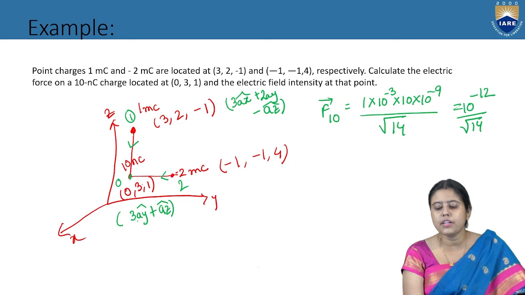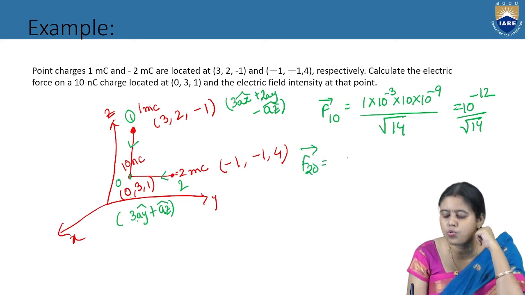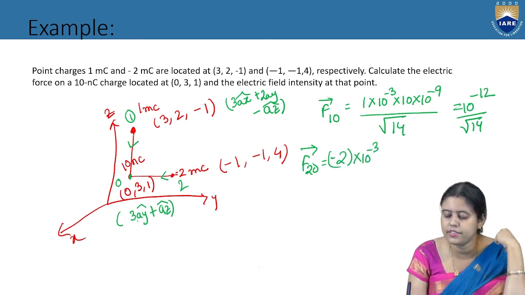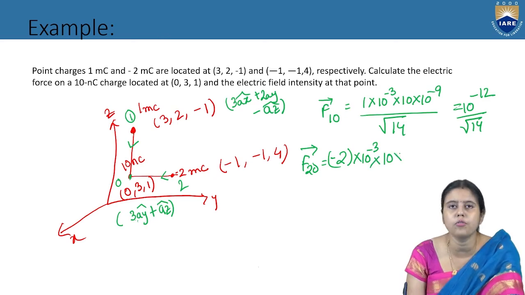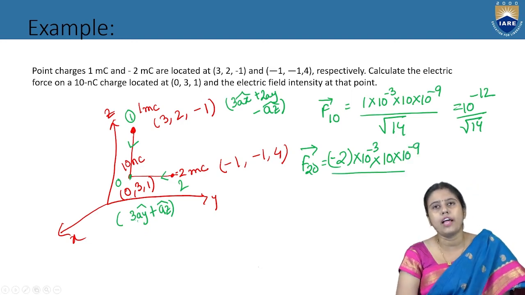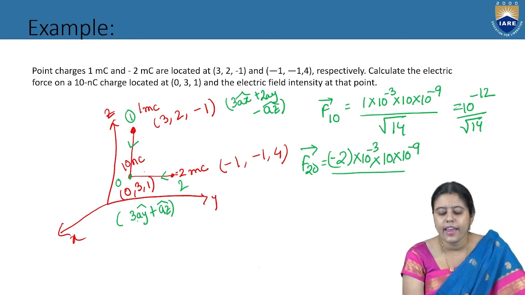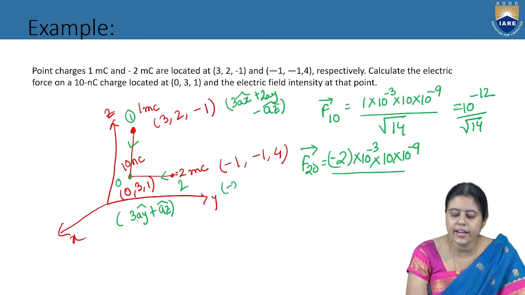this one, due to the second, we can write it F20. So it is the 2 minus 2 actually into 10 to the power minus 3 into, what is the value of this 10 nanocoulomb? 10 into 10 to the power 9 divided by, again we have to calculate the distance. End point minus starting point. What is the location of this point? Minus x hat minus y hat plus, ax hat, ay hat minus 4az hat.